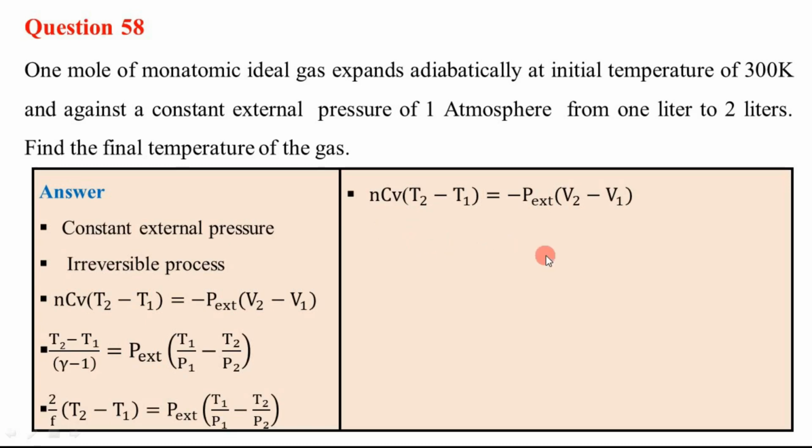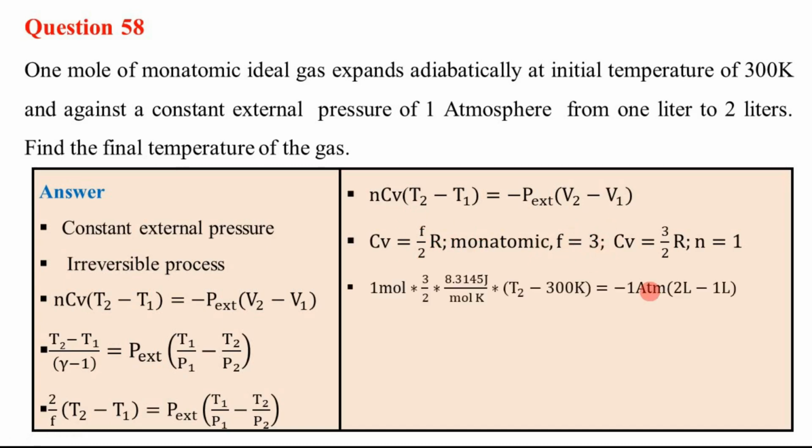Can you replace the CV is equal f over 2 times R? Remember, for monoatomic gas, the CV is equal to 3 over 2 R, because the degree of freedom is equal to 3. Then we get the CV, the n is equal to 1. Then after getting the CV, we replace the value. n is equal to 1 mole. We replace the value for the CV.